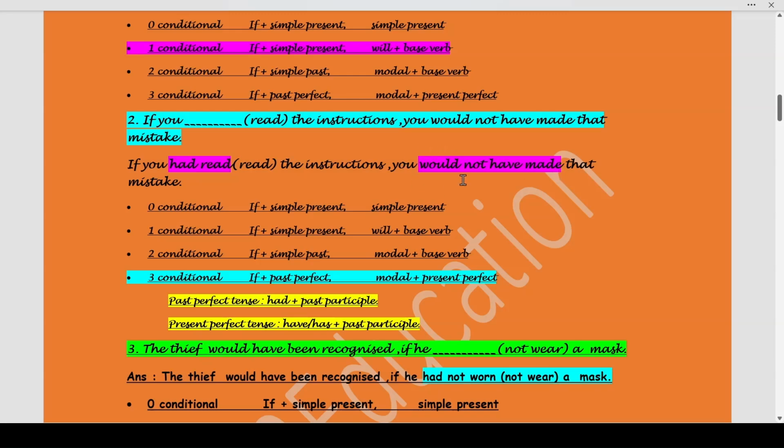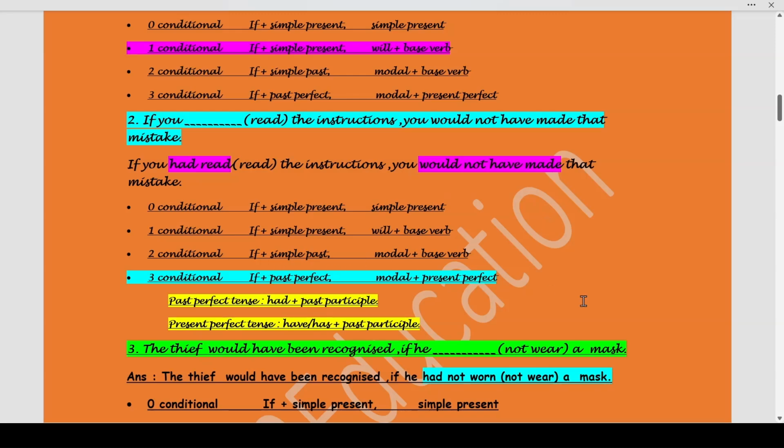Now would, what do you understand by would? It is a modal verb, and not have made is the present perfect tense in the negative sense. So in which type are these two things present, a modal and a present perfect? In your type 3 conditional. So if plus past perfect, if you had read the instructions, you would not have made that mistake. So it is your type 3 conditional.